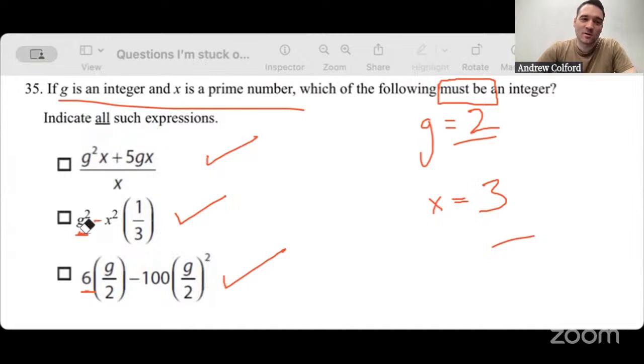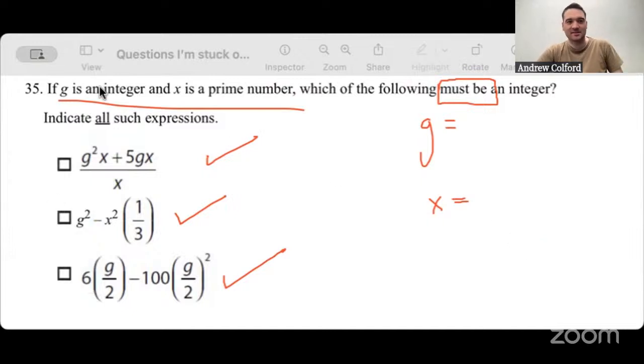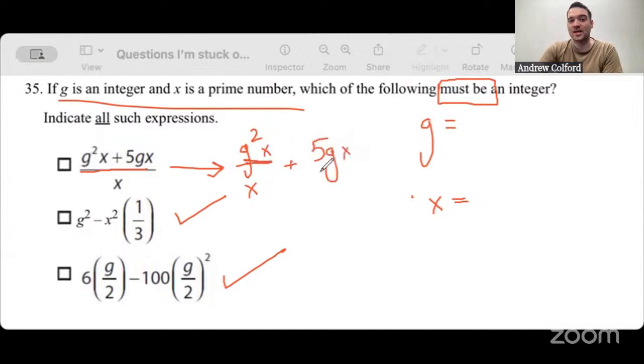Now let's think a little more about it. It's fine to test numbers to start, but let's try to break this problem. And actually, I'm going to do a little bit of algebra here. And S, you tell me if you're okay with this. I can break this up into G squared over X times X, right? G times X squared over X plus 5GX over X.